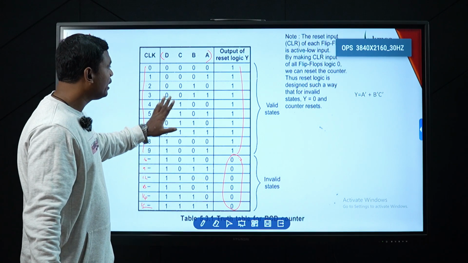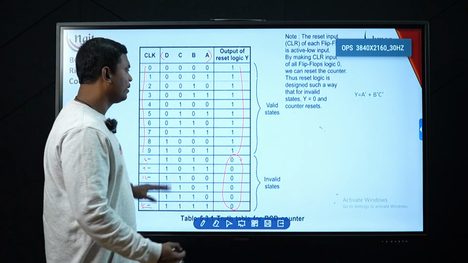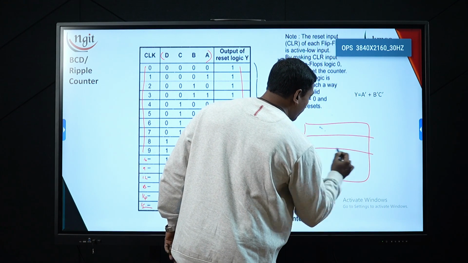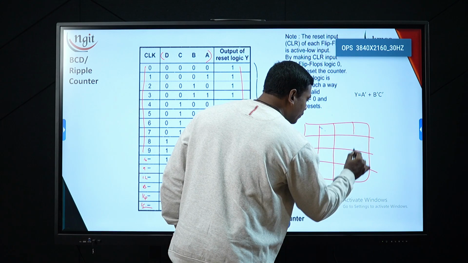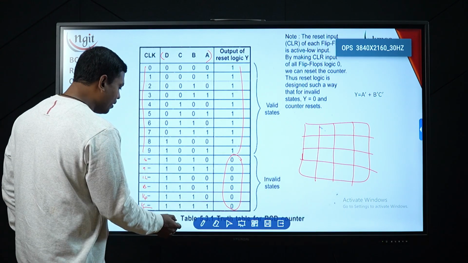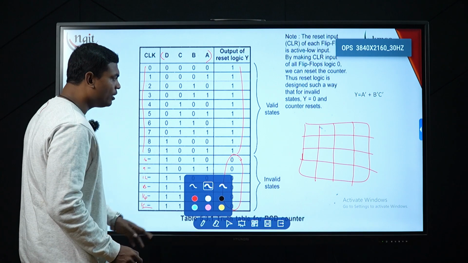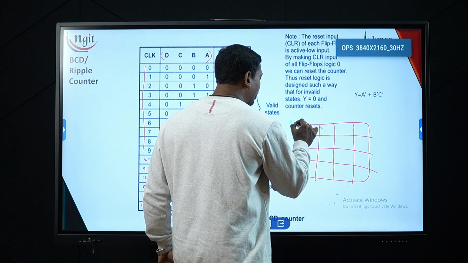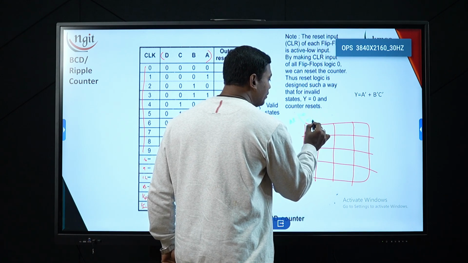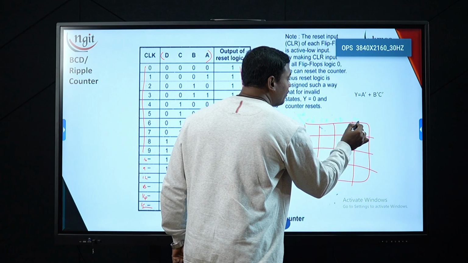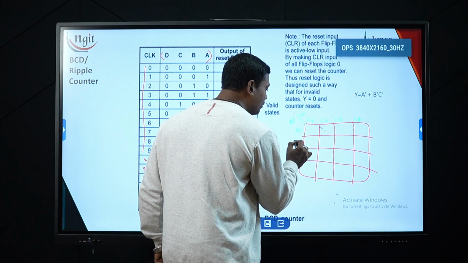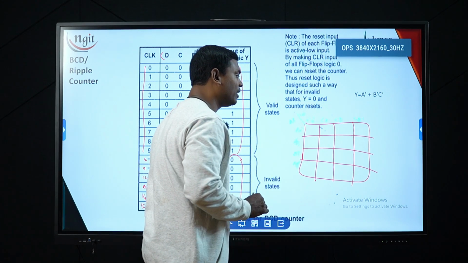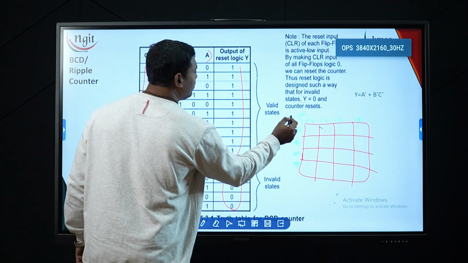So I need to get an expression for my BCD counter or ripple counter. So I am drawing a K-map. First of all, I am drawing a K-map. While drawing the K-map, my input values are A, B, C, D. So my values are A, B, C, D, 0 0, 0 1, 1 1, 1 0, 0 0, 0 1, 1 1, 1 0, right? So my output expression is Y. So I am writing Y here.